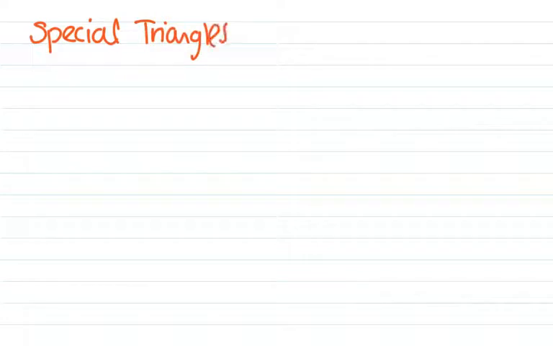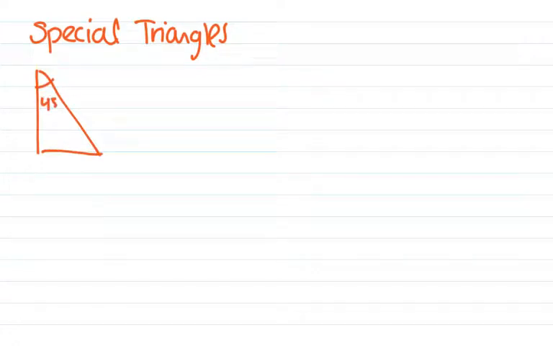Now, we have two triangles that we call the special triangles, and you are going to need to memorize these. The first one is the 45, 45, 90 triangle. So we have 45 degrees, and then 90. And then our side lengths are 1 and 1.